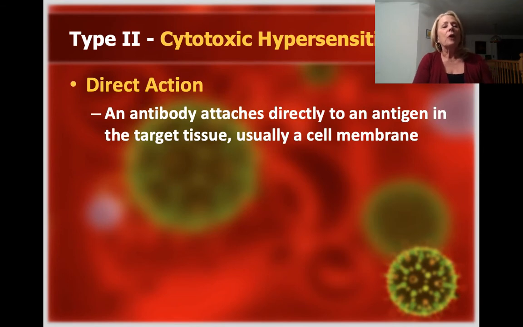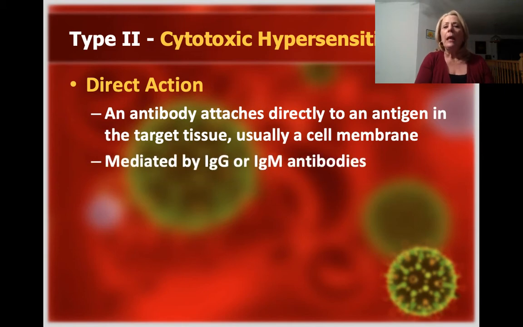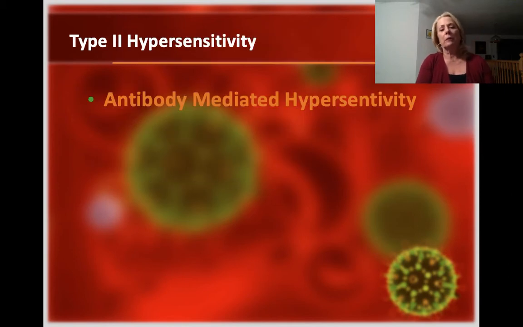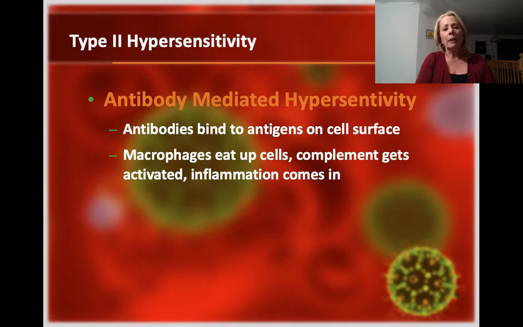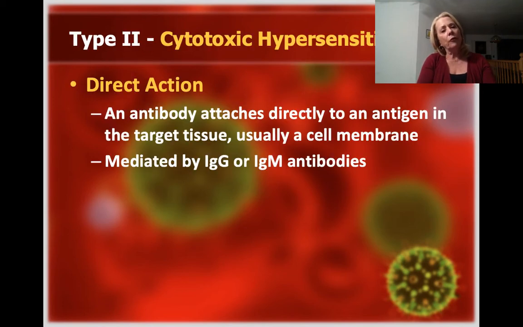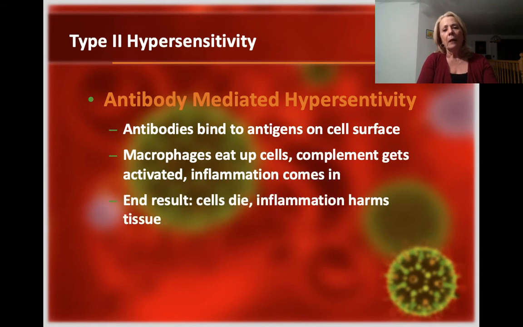So with the cytotoxic hypersensitivity, you can have what's called a direct action, and this is where the antibody attaches directly to an antigen on the cell membrane, and that again, IgG or IgM antibodies. Or you have an antibody-mediated hypersensitivity, and again, the antibody binds to the cell surface, and this time macrophages come in and they eat up the cell that has the antibody bound to it. In the last one, I forgot to mention that with this direct one, the cytotoxic T cells come in and they destroy the cell that the antibody has bound to. So the end result is the cell dies, and inflammation can also occur.